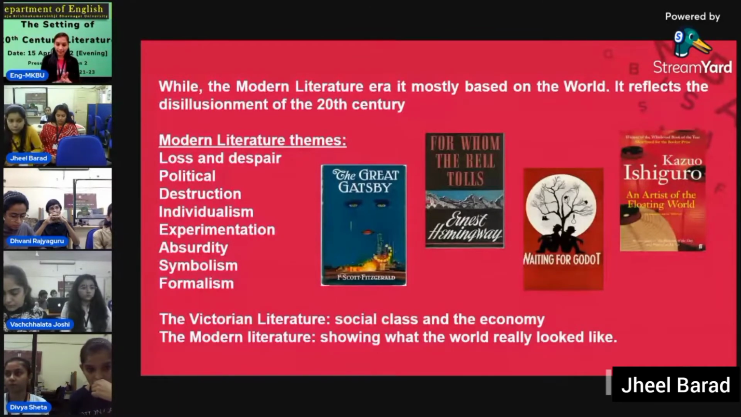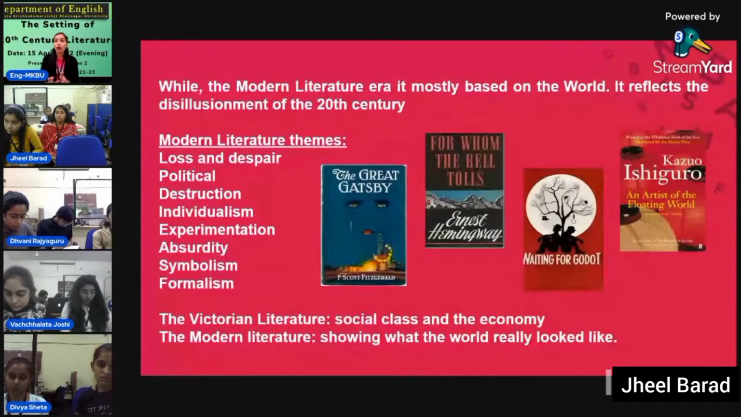That is The Great Gatsby, where we find how individualism is seen in the character of Gatsby, and For Whom the Bell Tolls. We see the loss and despair, the war, the atmosphere around the war which is created, and Waiting for the Barbarians. We find the theory of existentialism. They don't know what they want to do, absurdity in their life. In Kazuo Ishiguro's novel, what happens to the artist or the characters who were present at wartime, and after wartime what situation they had to face.